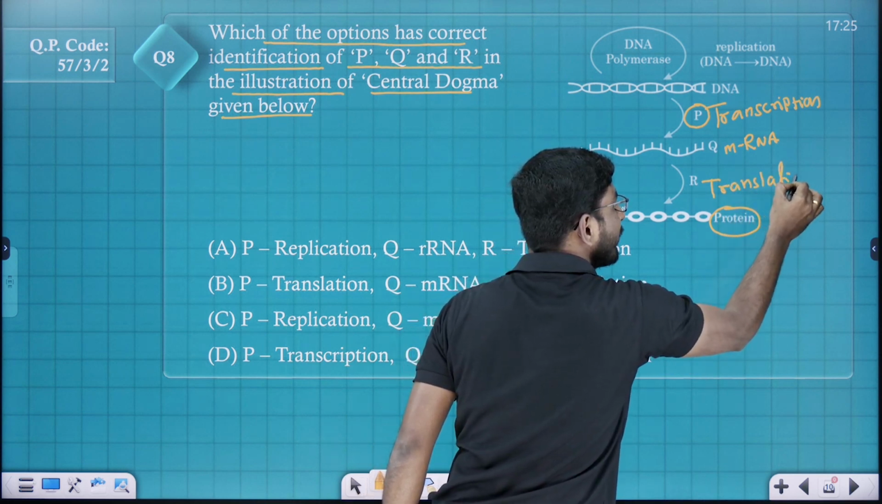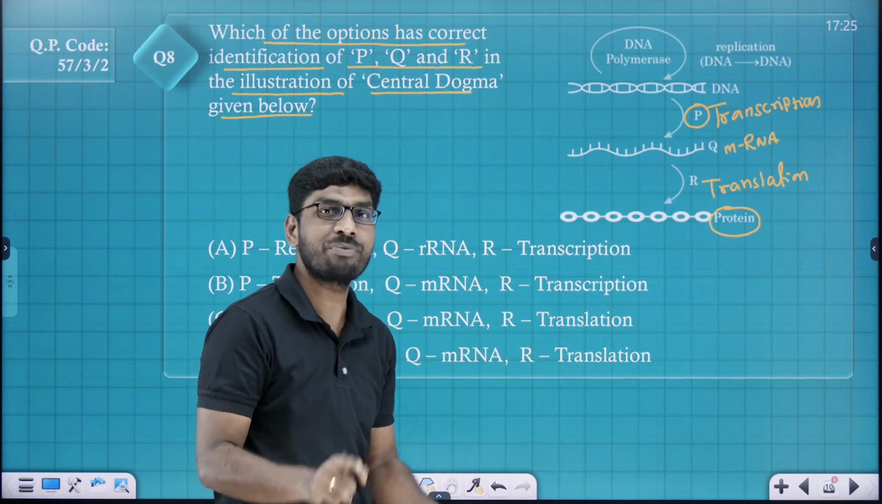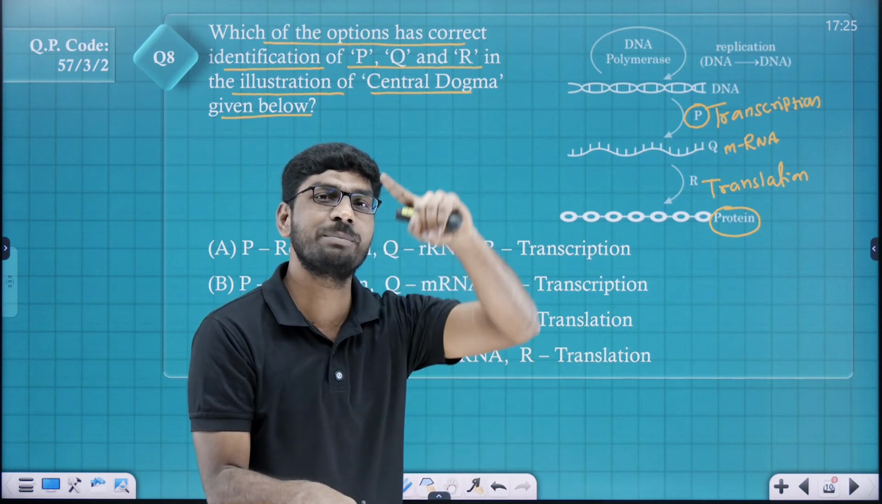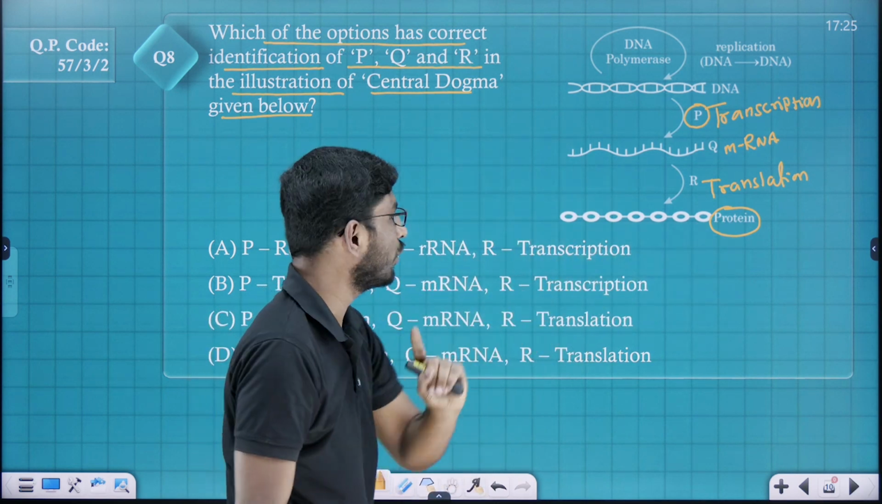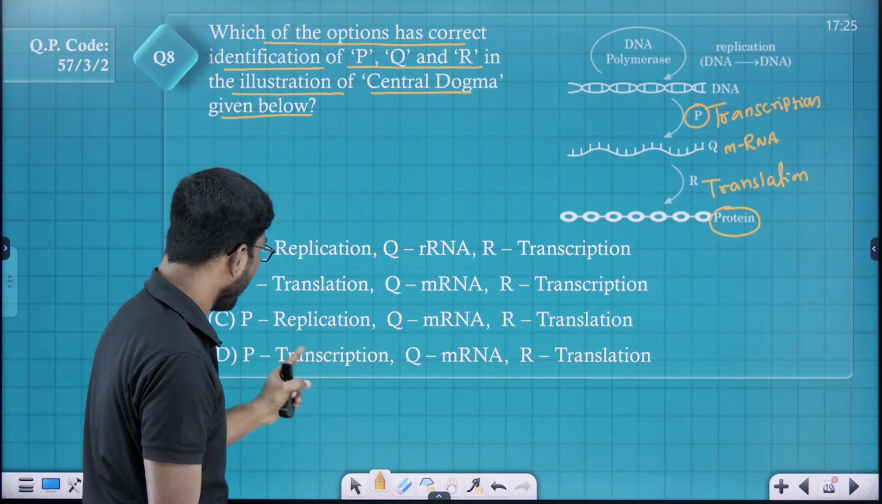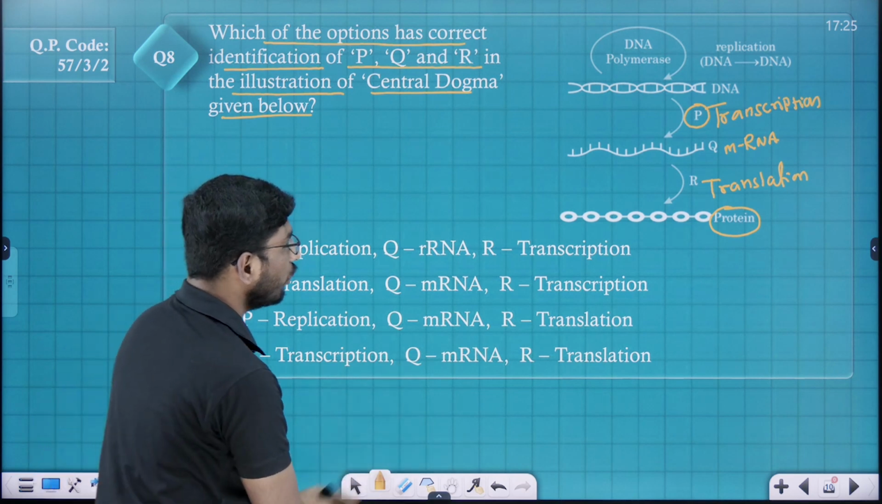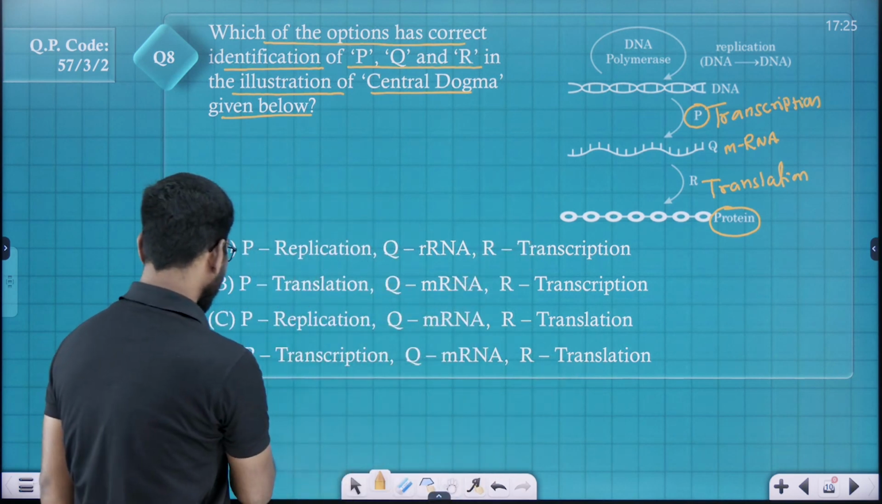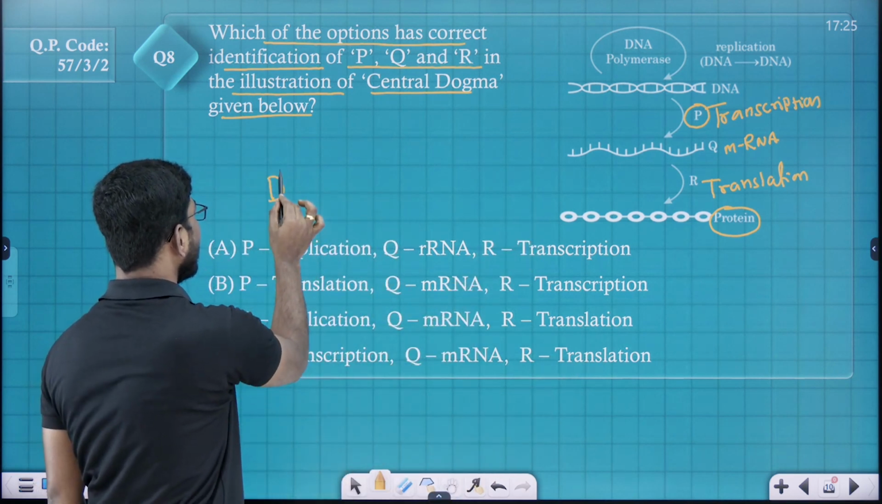Translation. Translation process takes place in the cytoplasm. Replication and transcription take place in where? Nucleus. So find out the correct answer. P is transcription, Q is mRNA, R is translation. So option D is the correct answer.